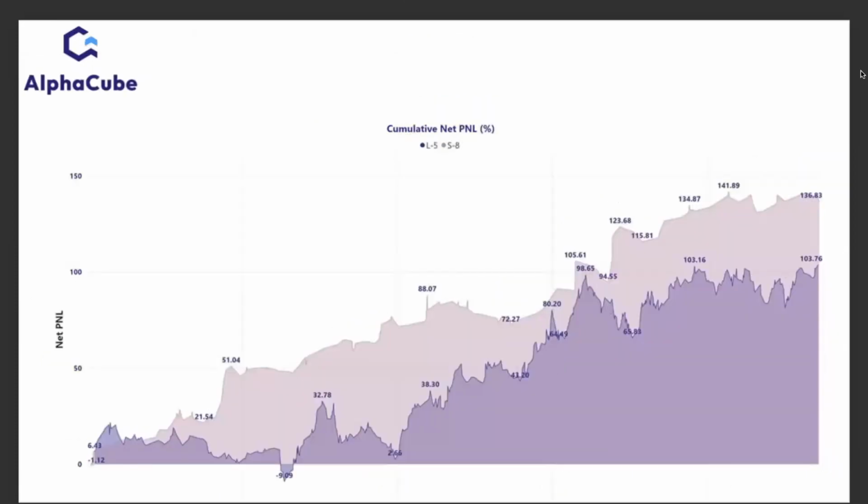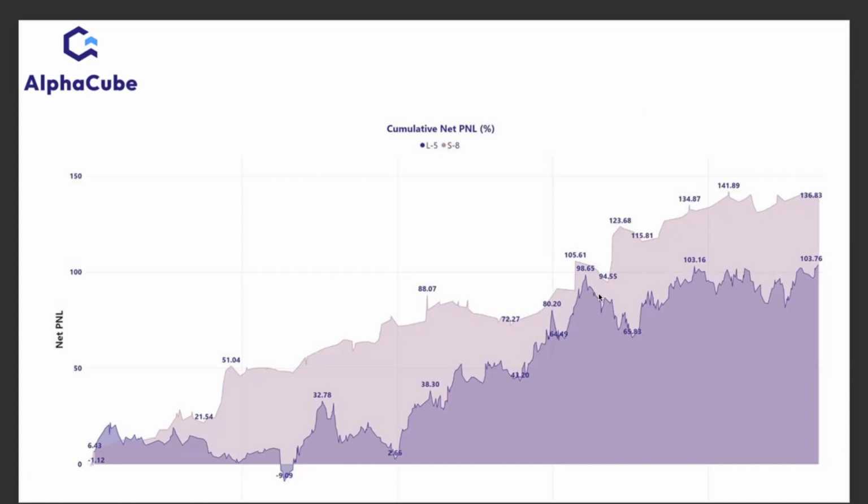This is an example of two strategies. This is actually the magic of alpha mining: you can generate a lot of different strategies, and then you can pick two strategies that have very low correlation with each other. And as you can see, both of them are winning. They generate pretty good profit during the four years.